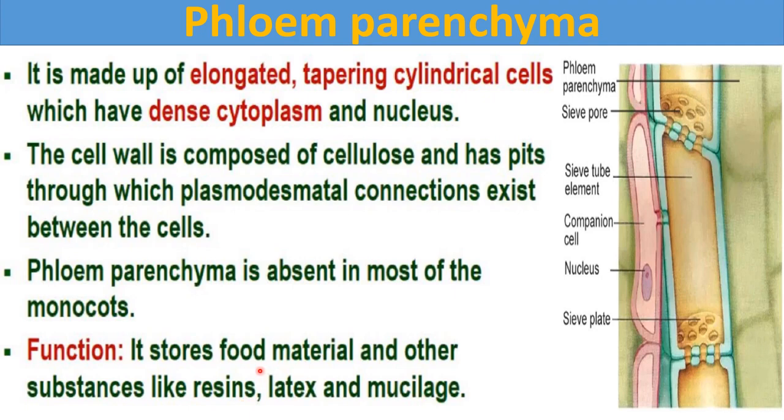Like parenchyma, in the case of xylem parenchyma also, you know the function of xylem parenchyma, you can compare it with it. So it will be easy to remember the things. Xylem parenchyma was helping in storage of food, right? And here also the phloem parenchyma function is to store the food material and some secondary metabolites of the plant like resins, latex and mucilage. These are substances for human welfare which are produced inside the plant.